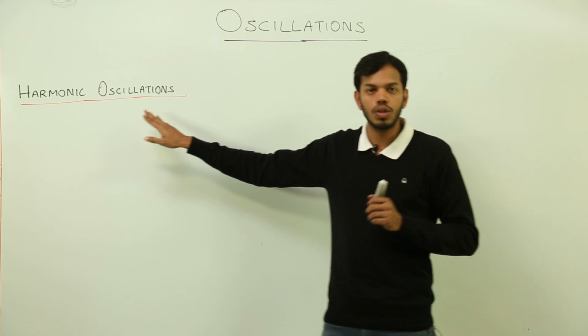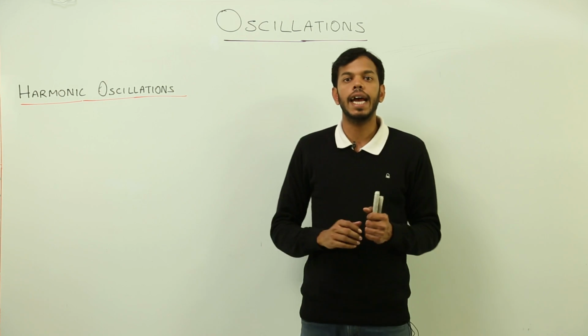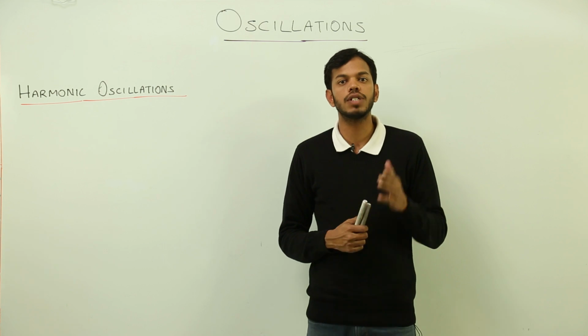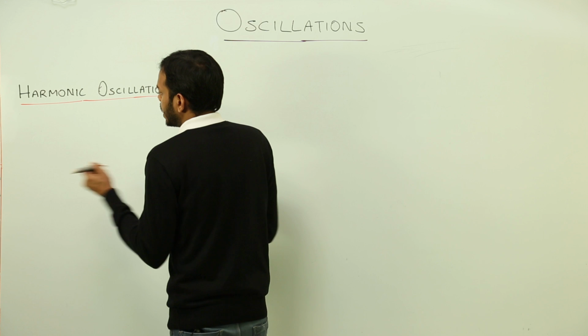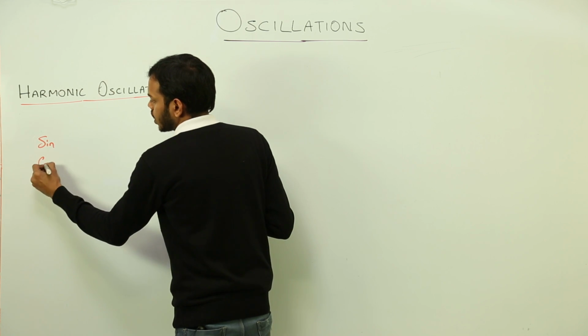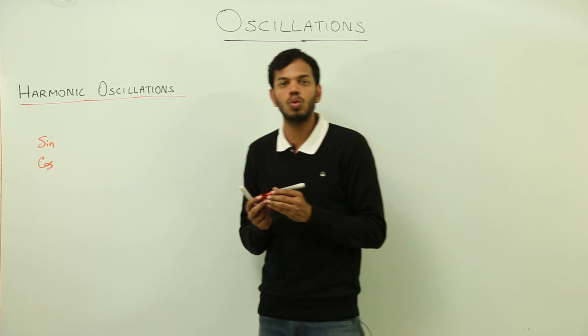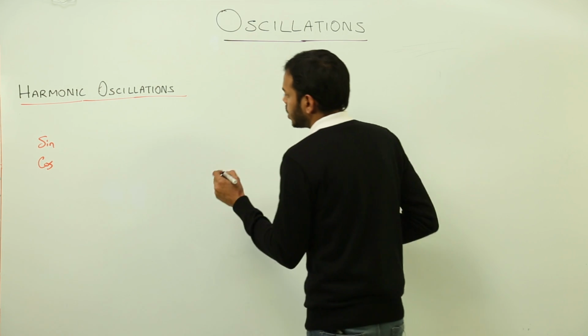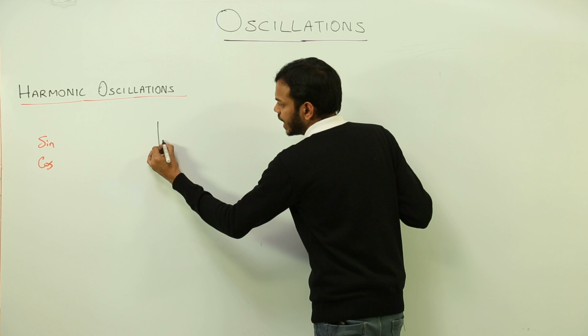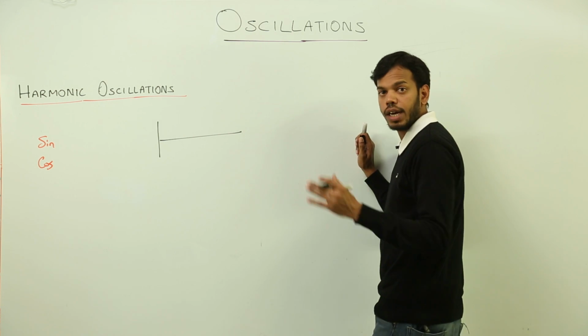Harmonic oscillations are those type of oscillations which can be represented in the form of a single harmonic function. What are harmonic functions? Sine and cosine. So sine and cosine are two harmonic functions which you know. So harmonic oscillations are those which can be represented in terms of a single harmonic function.